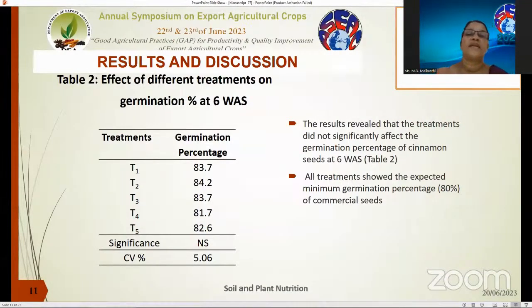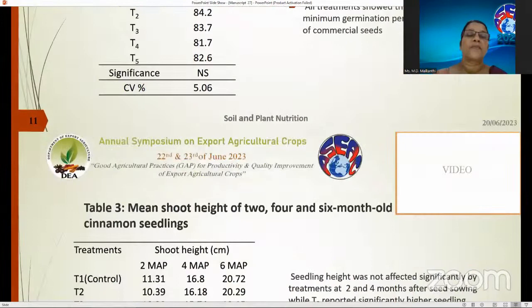Then I focus your attention on result and discussion. Table 2 shows the effect of different treatments on germination percentage at 2 weeks after sowing. The result revealed that the treatments did not significantly affect the germination percentage of cinnamon seeds at 6 weeks after sowing. All treatments showed the expected minimum germination percentage of commercial seeds.